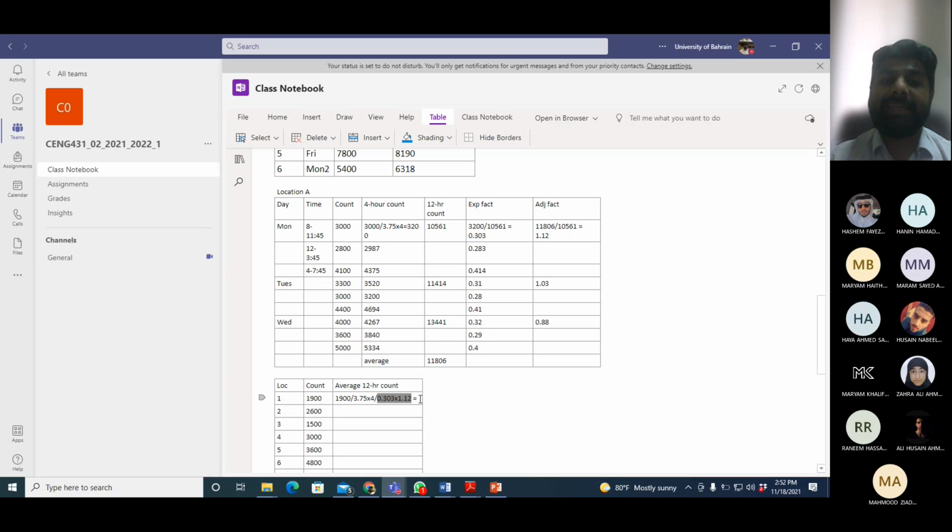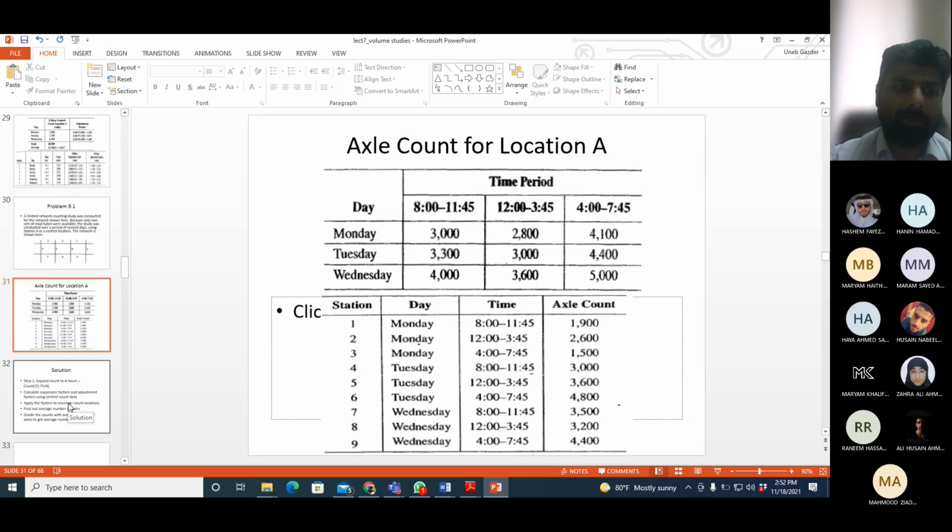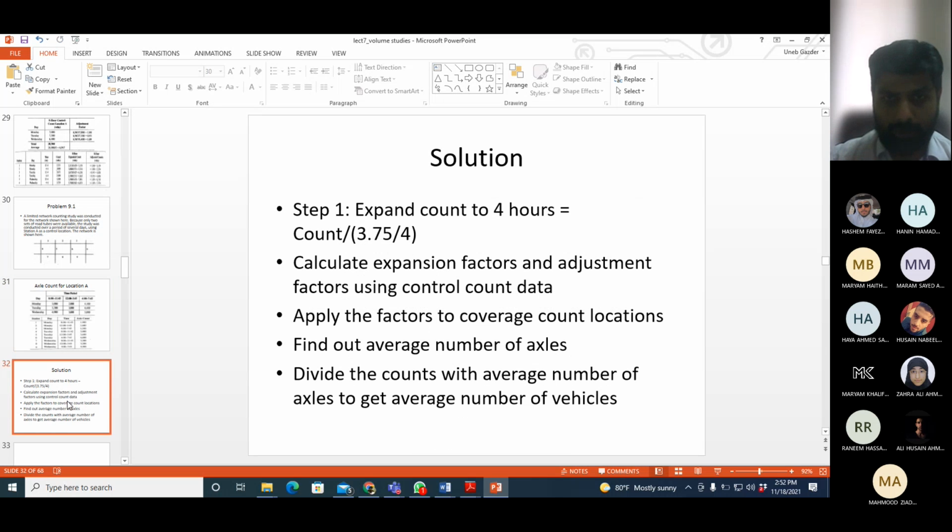These values will be number of axles. They are not number of vehicles. So now we need to convert number of axles into number of vehicles. If you go to lecture 4 slides, there was problem 8.2. It is solved in the notebook as well. You can go back and have a look at how to convert axle counts into vehicle counts. I will show you the table for axle count here. I will just review the process, but you will do it.